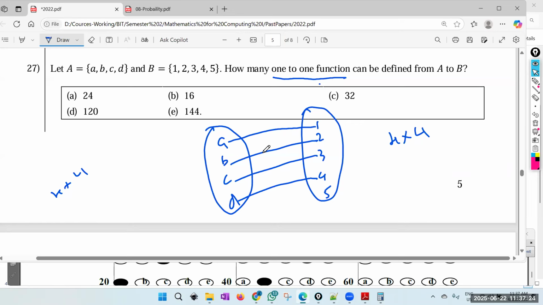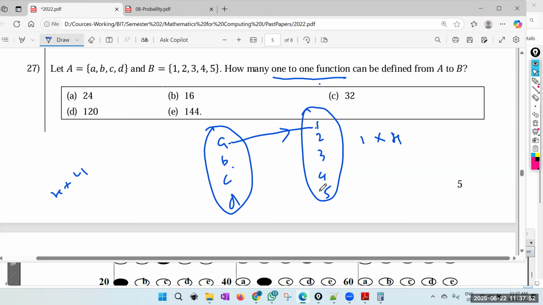And so let's think like that. Let's assume we map this to this. Then this can be mapped to 4 possibilities. So let's try to do like that. This one, let's say we map to this. That is only one. So then how many possibilities for B? 1, 2, 3, 4. 4 possibilities are there for this guy.